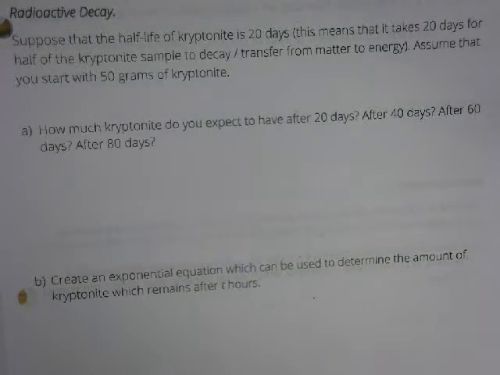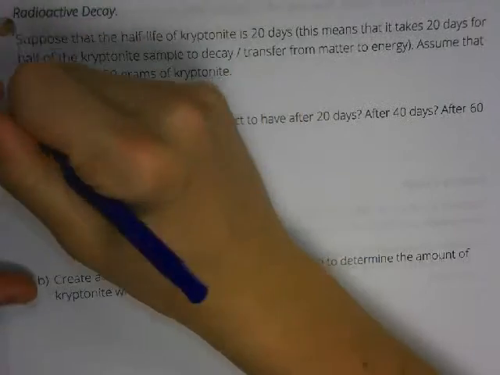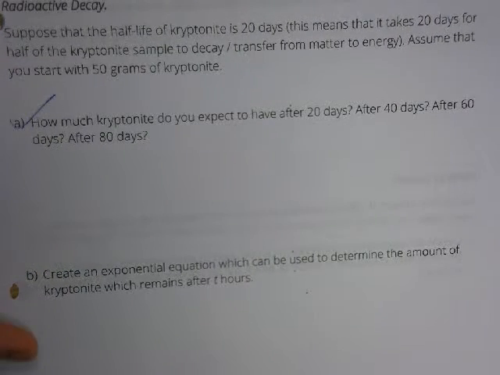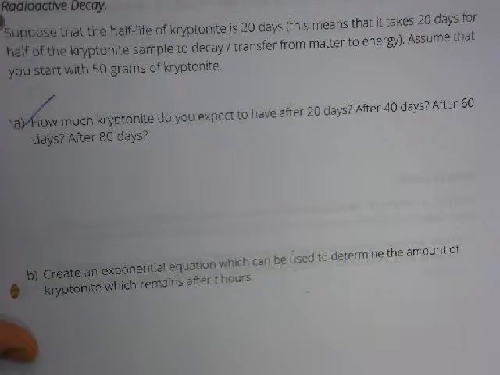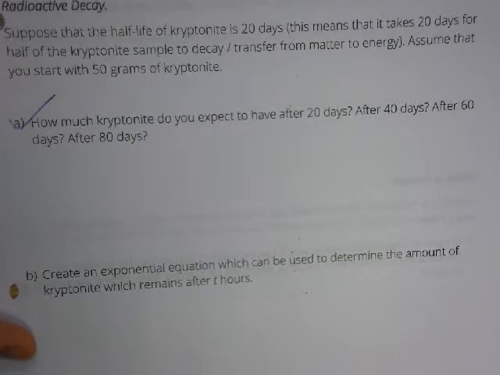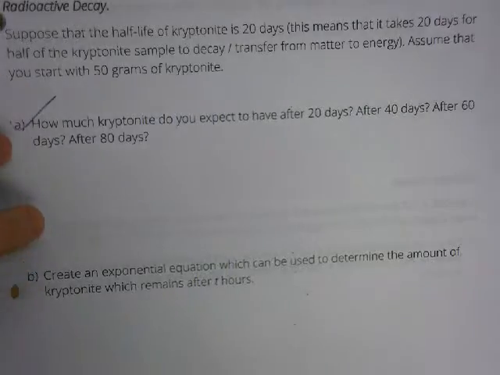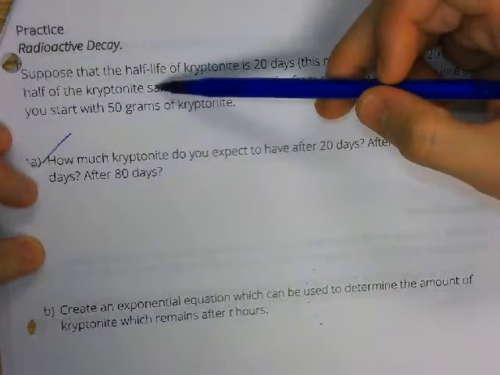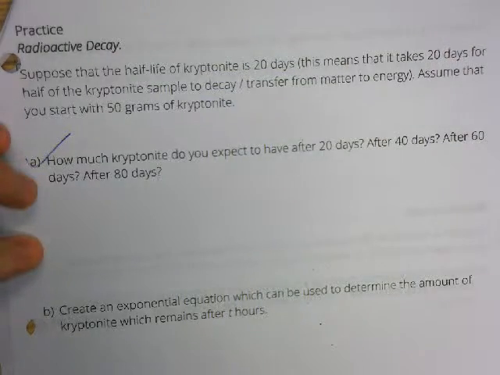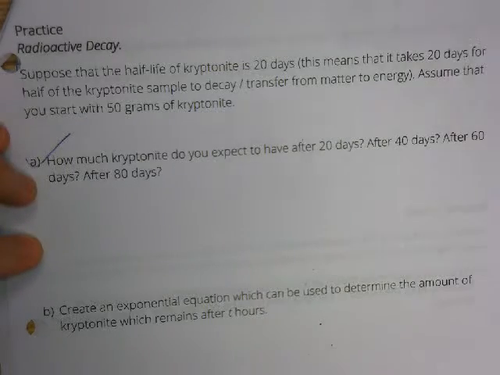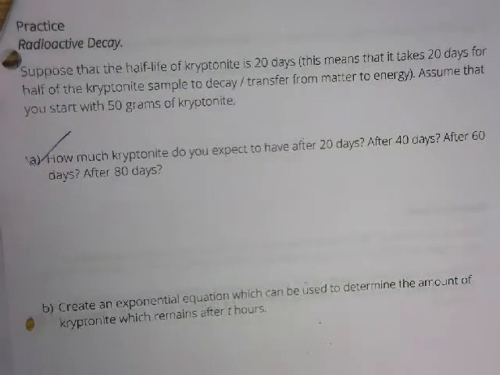Alright, for the next part of this review, we already worked through part A in the last video. In part B, we want to create an exponential equation which can be used to determine the amount of kryptonite that remains after T hours. Just as a recap, we're working on the practice problem covering radioactive decay, and this was the packet that you got either today on October 6th or yesterday on October 5th.